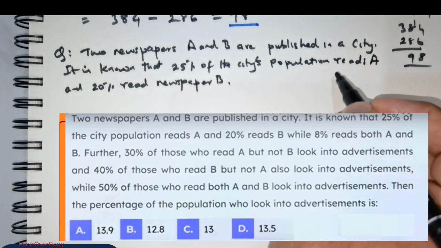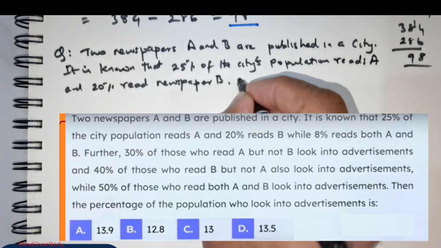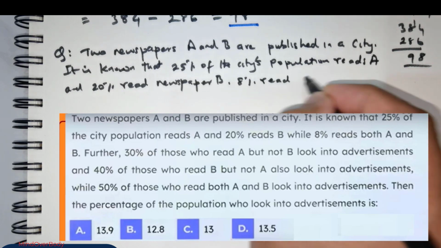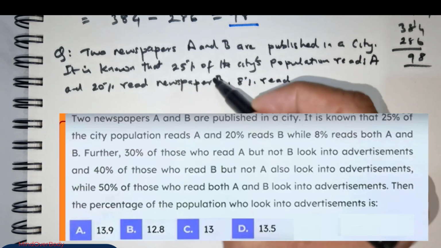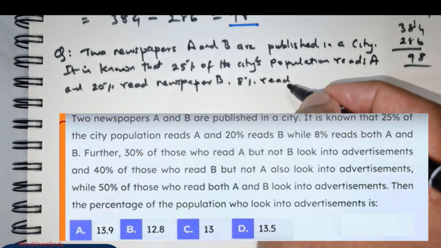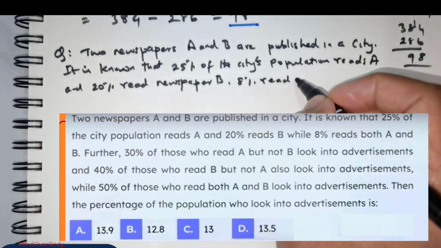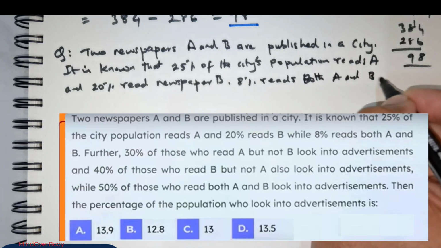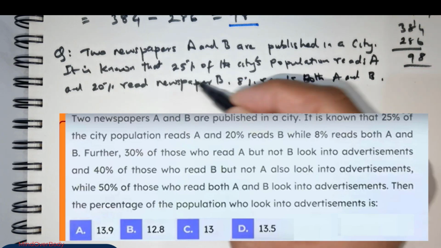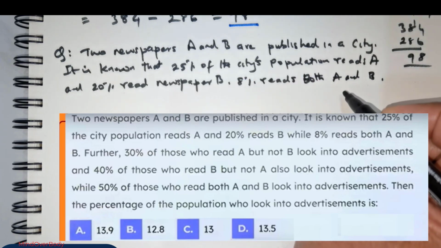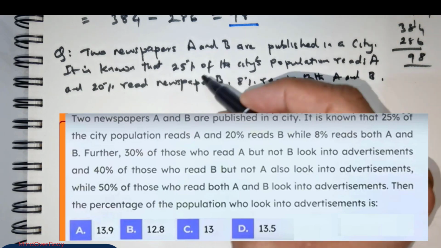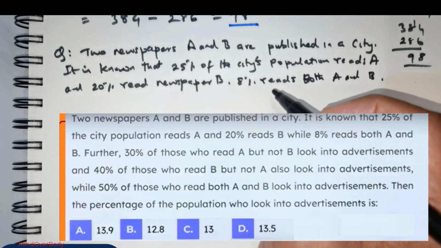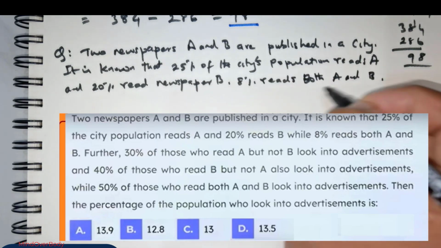Now, of the 25% of the city population that reads A, 8% reads... now in this case it's not of the 25%, it should be phrased like this: 8% reads both A and B, right? So this is not from the 25%, it just states that this 8% will be part of the 25% as well as the 20% because they read both.